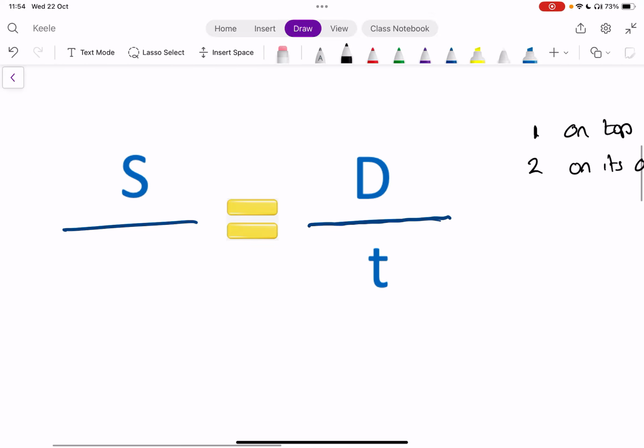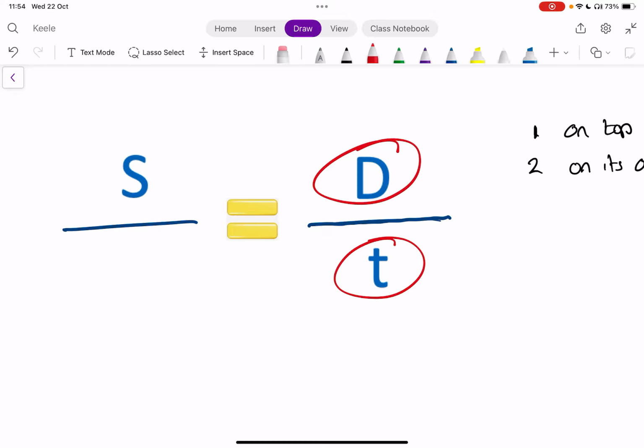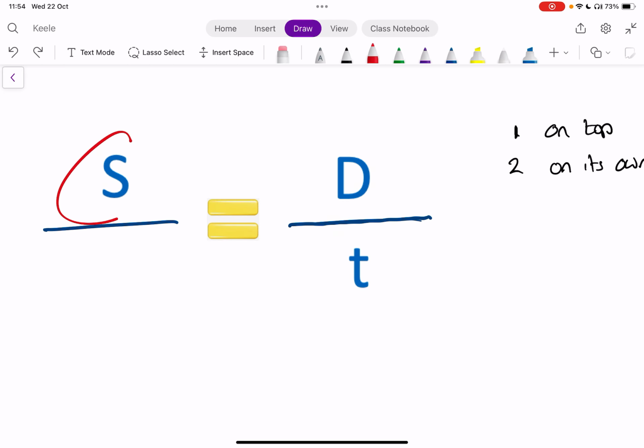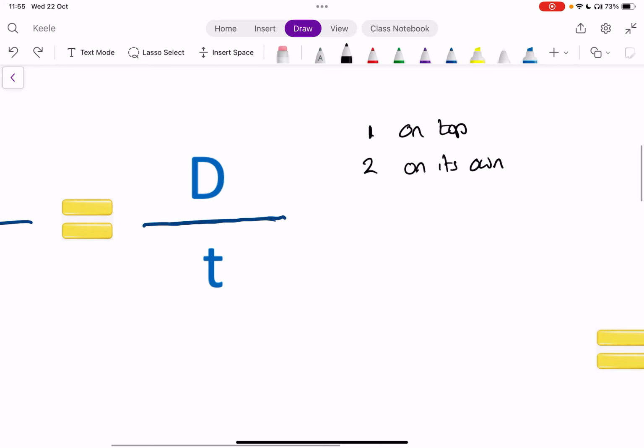So for example, D is on top. T is not. S is on top. But S is on its own. D and T are not on their own because they're together. So if we are rearranging and we want an equation for speed, we've got it. S, speed, is on its own. It's on top. Everything else is on the other side of the equation. That's what we need. Okay? So in order to achieve those things, we've got to follow the third rule, which is that the equal sign is magic.